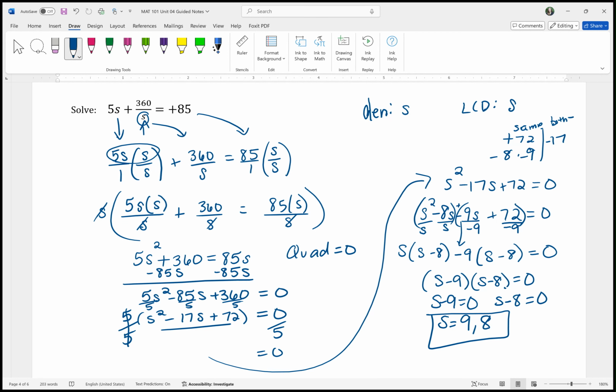In this case, S is 9 in one case. So if I divide by 9, that's not dividing by 0. So that 9 is good to go. Same thing with the 8. If I divide by 8, that's not dividing by 0. So you're good. So 9 and 8 end up being our solutions. However, just keep in mind, you can't divide by 0. So we're going to talk about that in our next two examples.